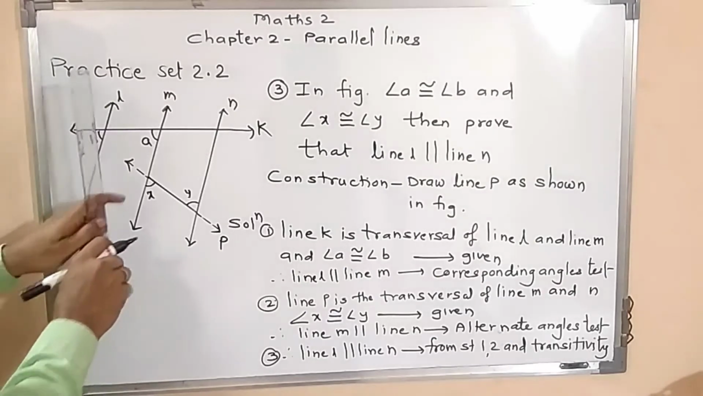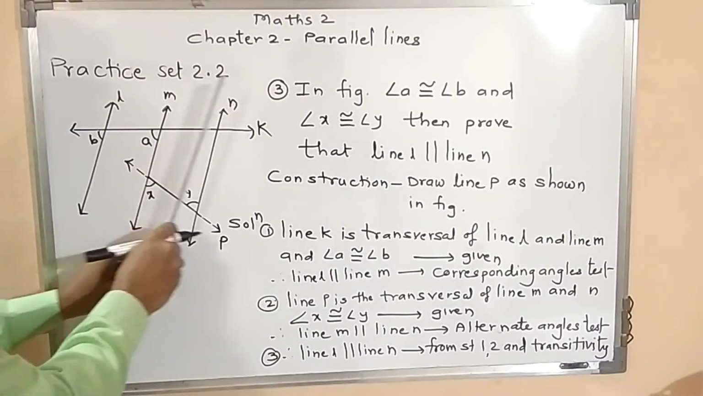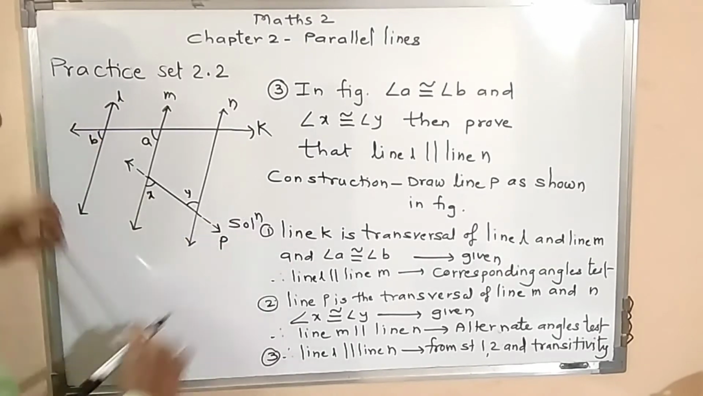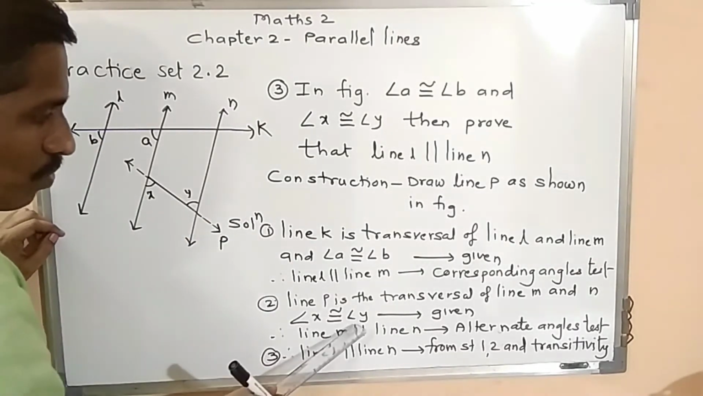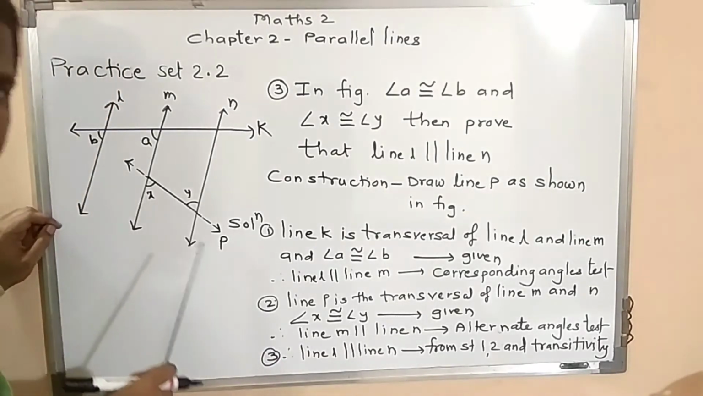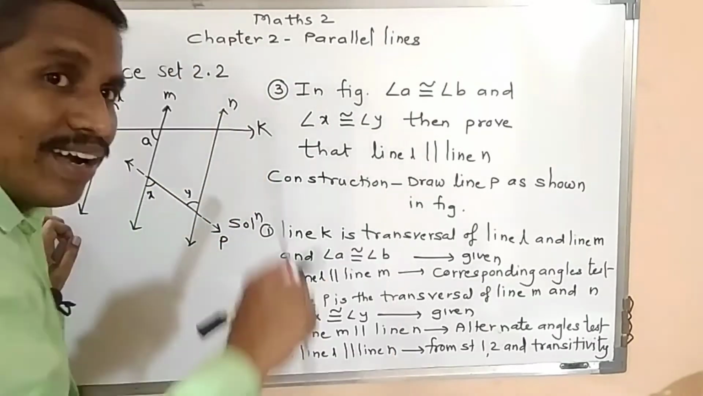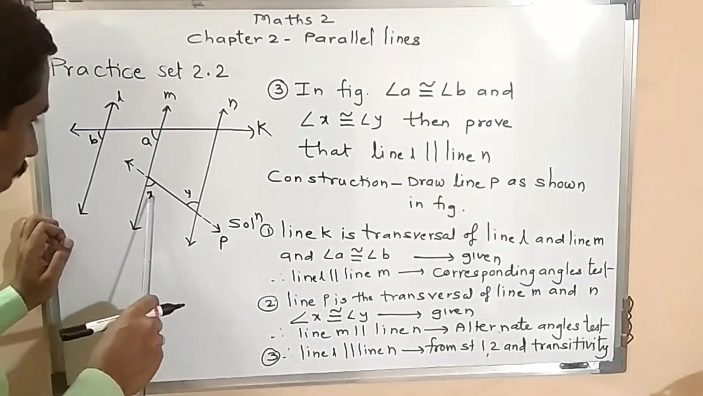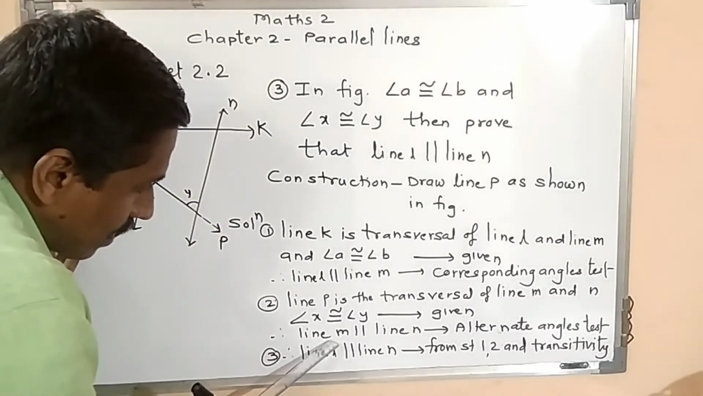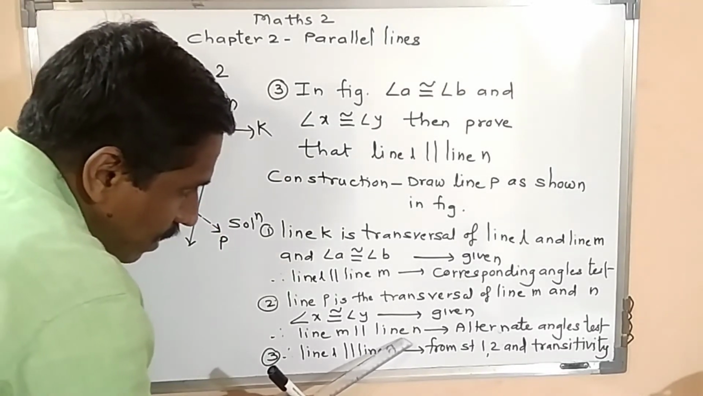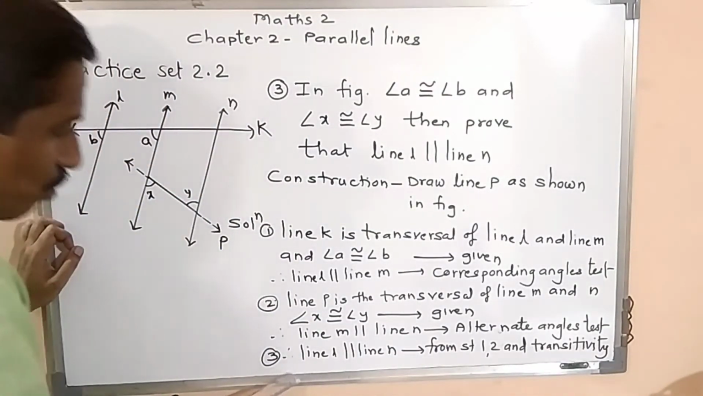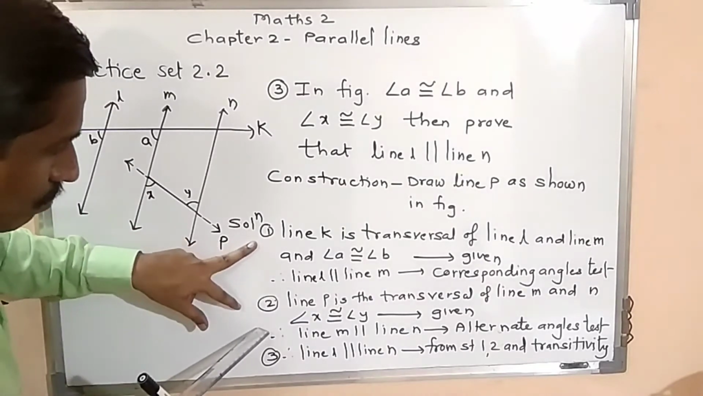Now, we will consider line M and line N. Line P is the transversal. Angle X is congruent to angle Y. This one is given. What type of angles are these, X and Y? X and Y are alternate angles. And I know that when alternate angles are congruent, lines are parallel. And therefore, line M is parallel to line N. Reason alternate angles test.